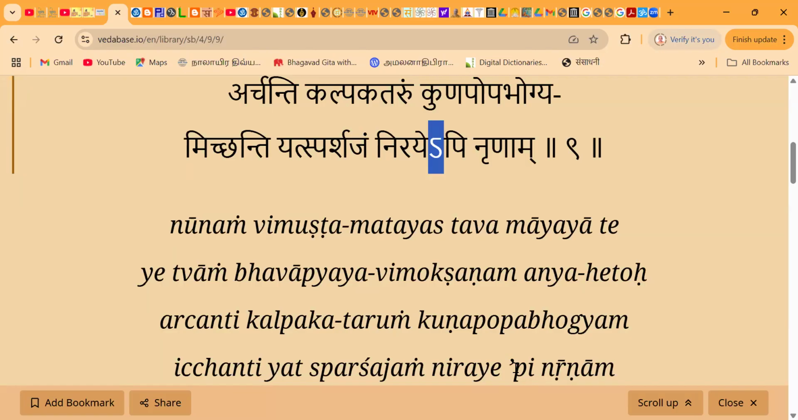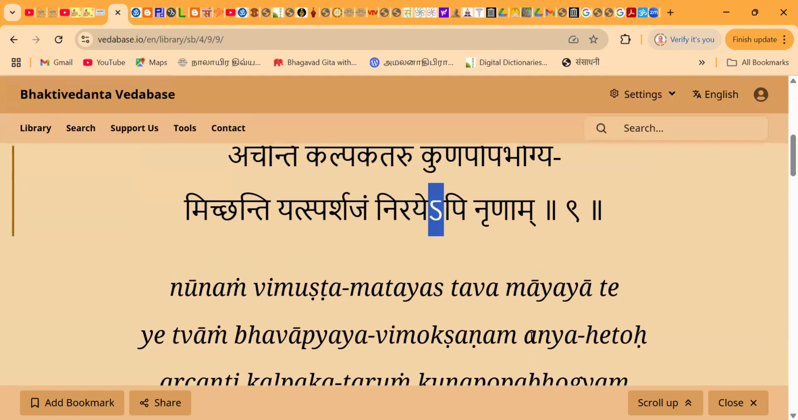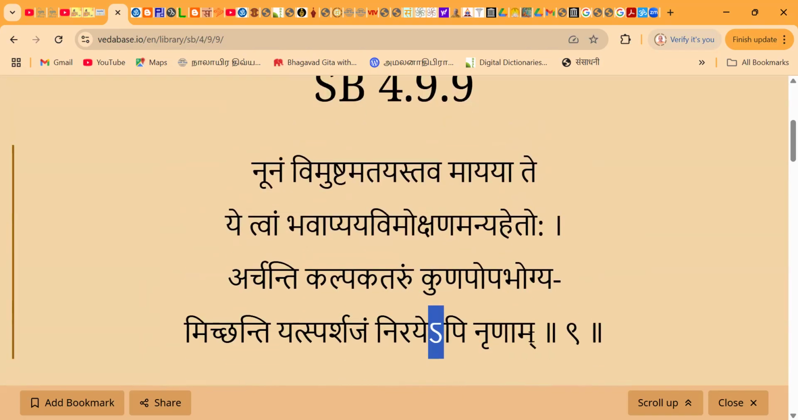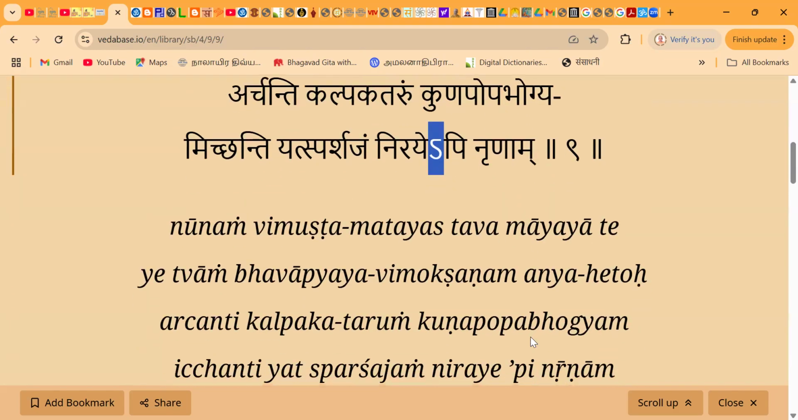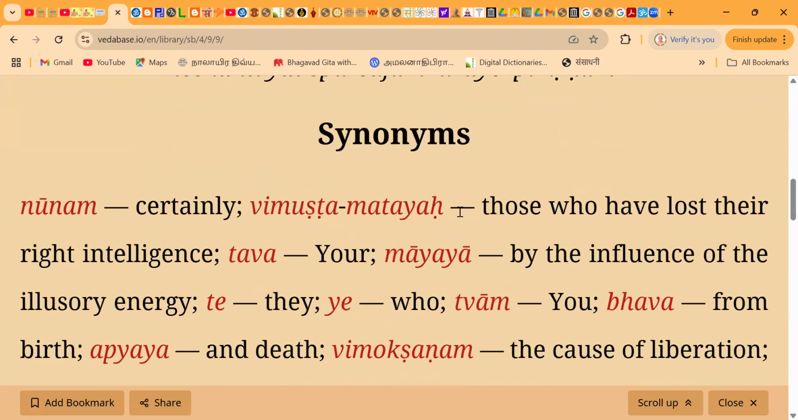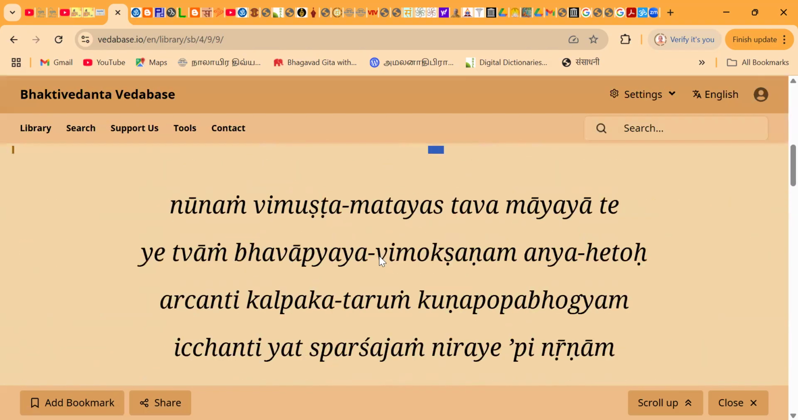You got it? Yes, Prabhuji. It's like that with bhogyam and icchanti, where you did sandhi vicheda: bhogyam and icchanti. Similarly, nunam vimushta matayah. If you do a sandhi vicheda, because of sandhi it has become matayas.